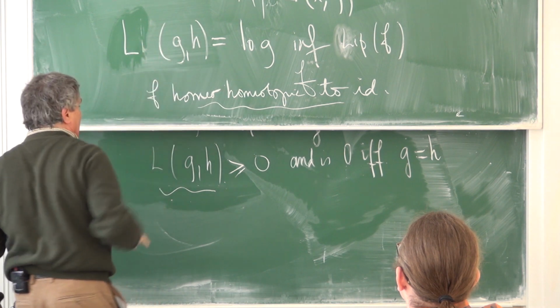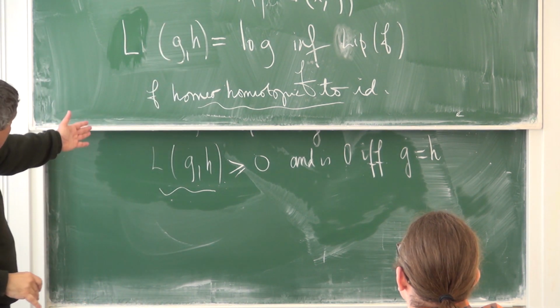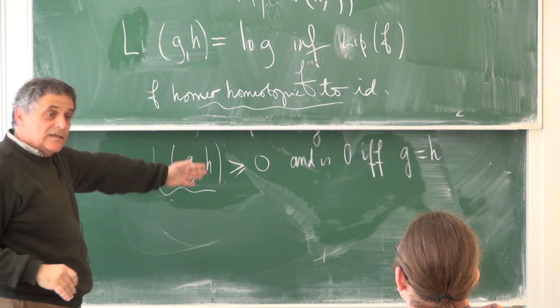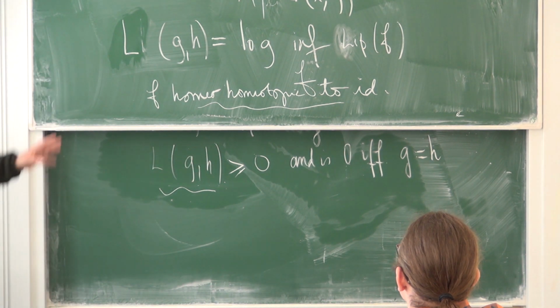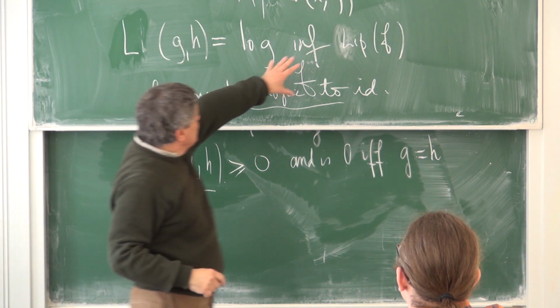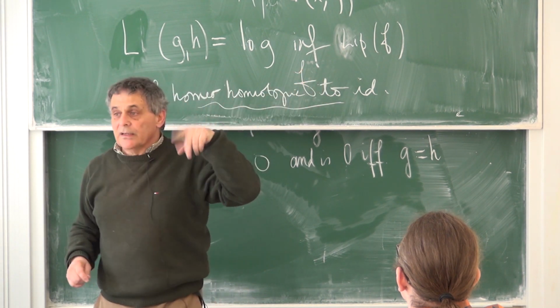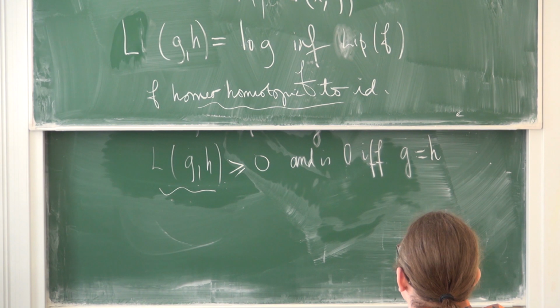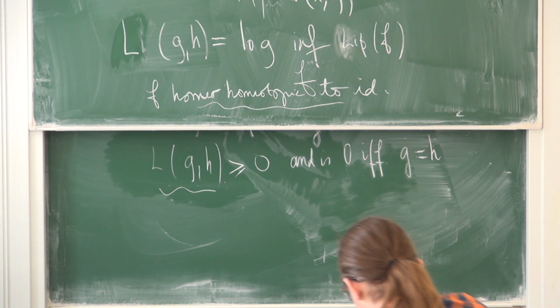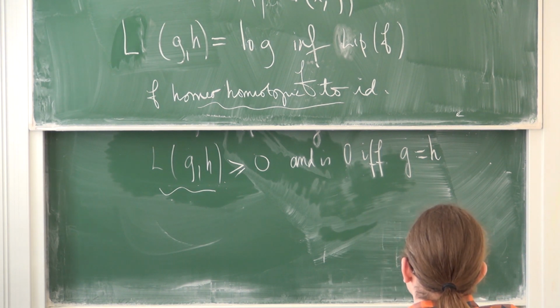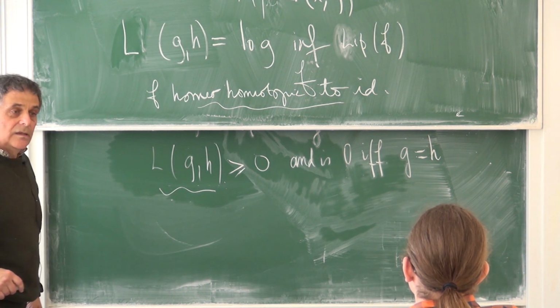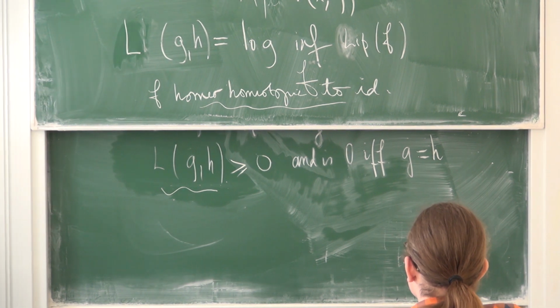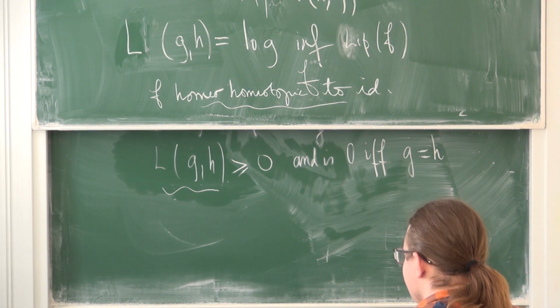L, the logarithm, is non-negative, so it means that this infimum here is always greater than 1, and it's equal to 1 only if the two areas are the same, because the area is fixed. Yeah, exactly, because the area is fixed. There's a little argument here.